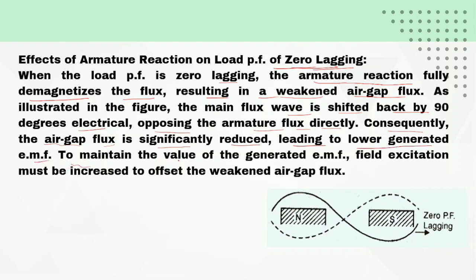So to maintain the value of generated EMF, field excitation must be increased to offset the weakened air gap. Simple. So diagram देखो, explain करछि, कोन अछि तमरा. This solid line is the armature flux, and the dotted line is the main flux. Dotted line is the main flux.